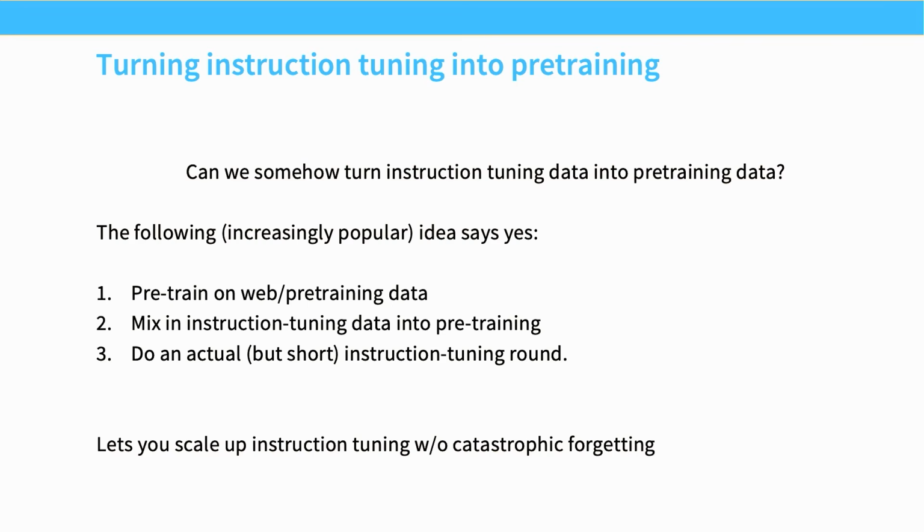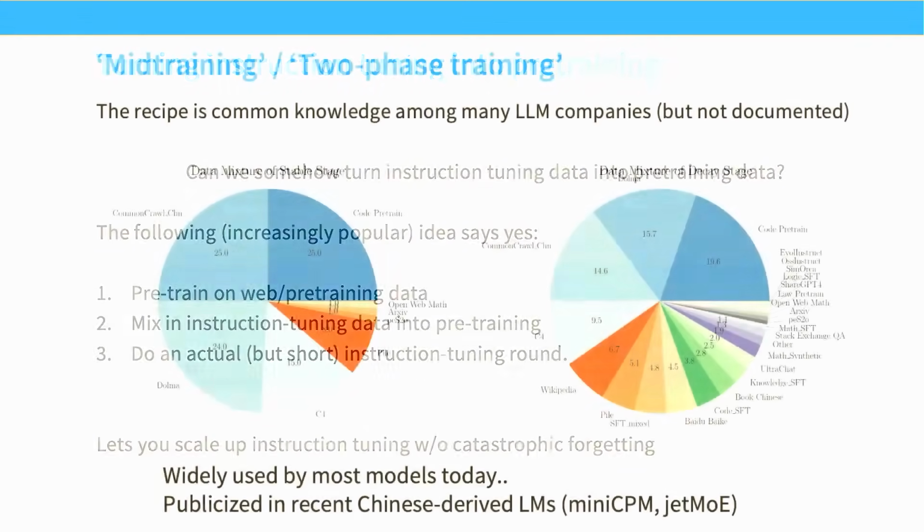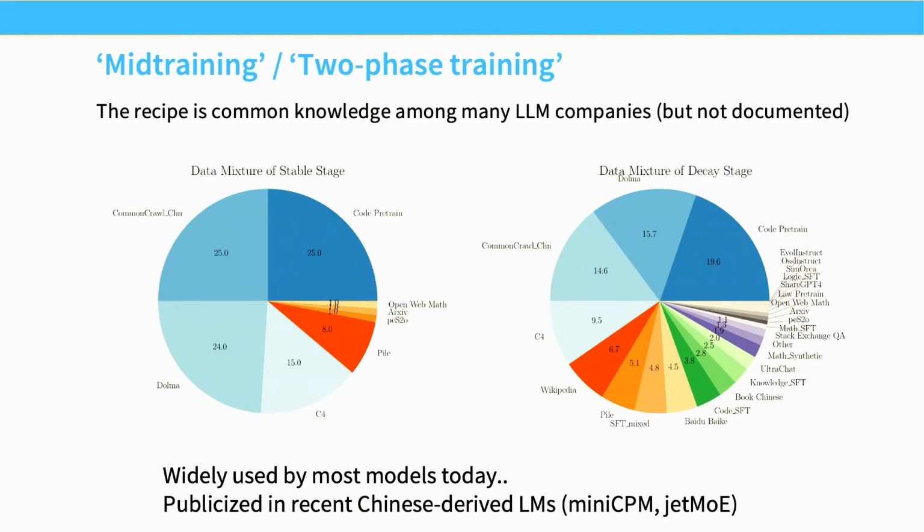And this really allows you to scale up instruction tuning. It also allows you to essentially emphasize higher quality data. The impact of this has been quite dramatic. And so everyone, as far as I know, is doing it. You can see it in most of the model release reports that there's a mid-training or a second phase pre-training with a different data mix.